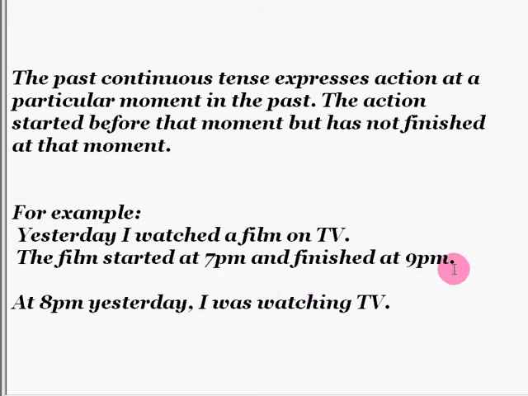You are saying what is the specific action that you were doing at a specific time. So again, you were doing something, okay? I mean, the film you were watching, a film on TV. The film started at 7 p.m. and finished at 9 p.m. So, for example, someone asks you, what were you doing at 8 p.m.? Of course, at 8 p.m., you were watching TV. You should use the past continuous tense because that's the action that you were doing. Okay, it started, but it has not finished at that time, at that moment.